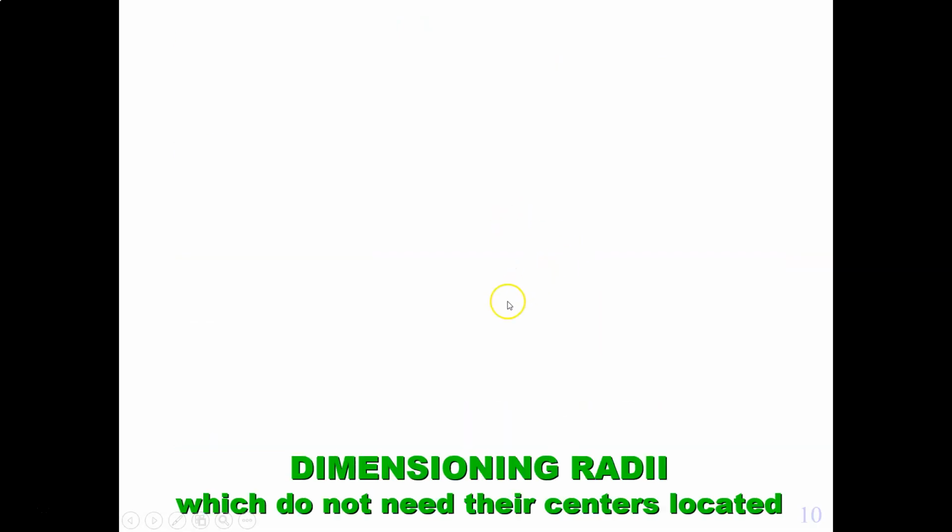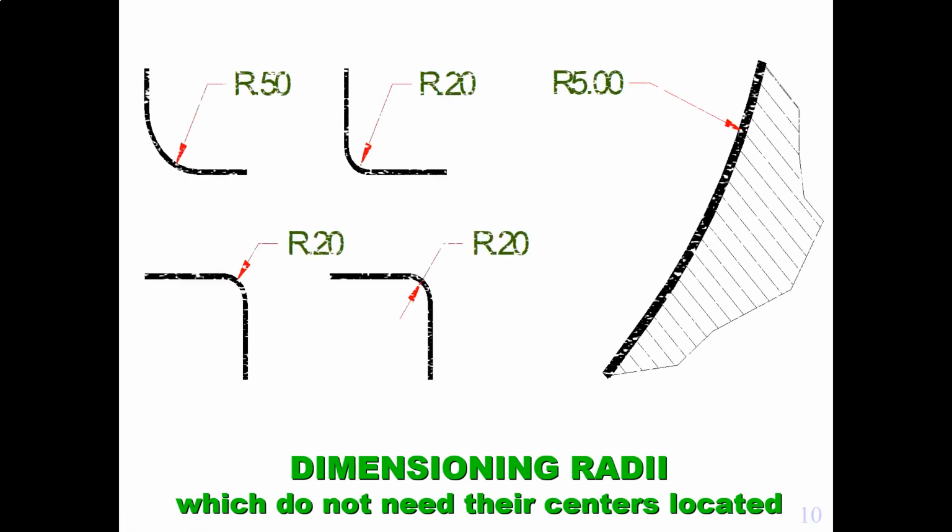Okay, so how about dimensioning radius? So if we're dimensioning a radii, which of course is plural of radius, what do we do if we don't need to locate the centers, and what does that look like? If we have an inside radius, which is called a fillet, so we're filling in an area, or an outside radius, which is called a round. Now remember, AutoCAD calls everything fillet. If you're putting a curve between 2 lines, they're all called fillets on AutoCAD, but the proper name should be fillets and rounds.